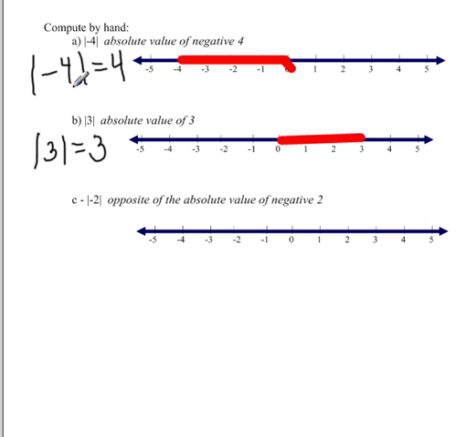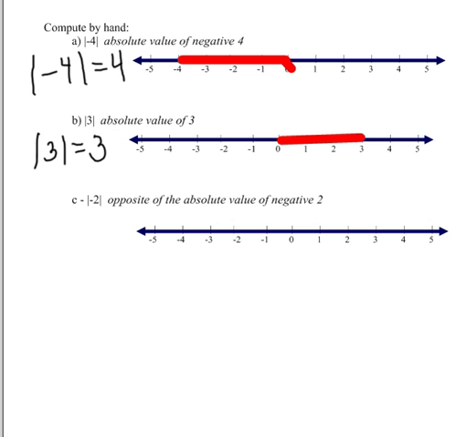So notice a couple of things here. Whether our number that we were taking the absolute value of was positive, as in our last example, or negative, as in our first example, we can see that the absolute value is always going to be a positive number because we always want to be thinking about distance as a positive.